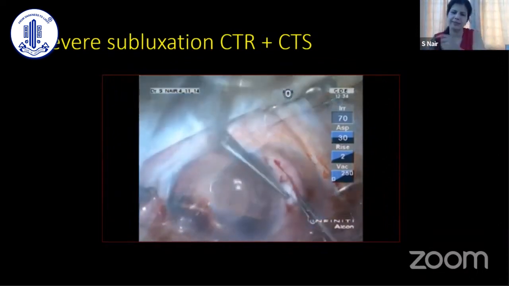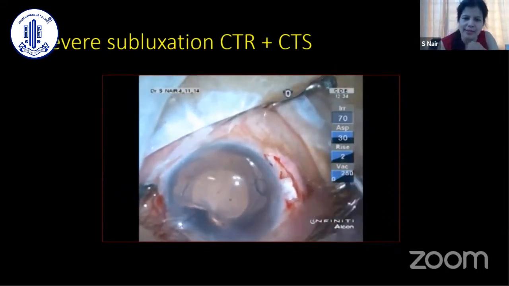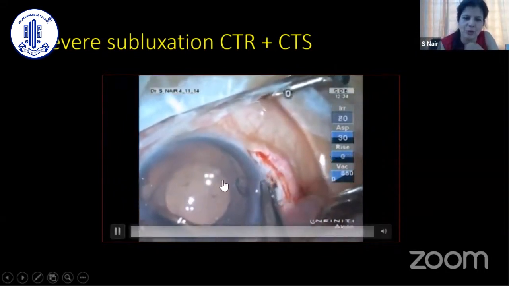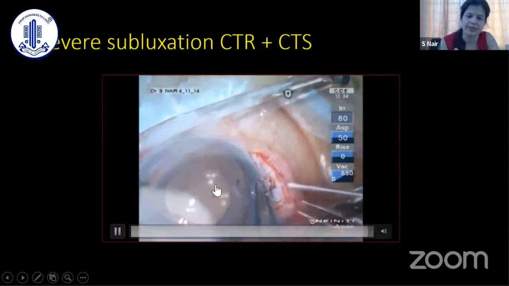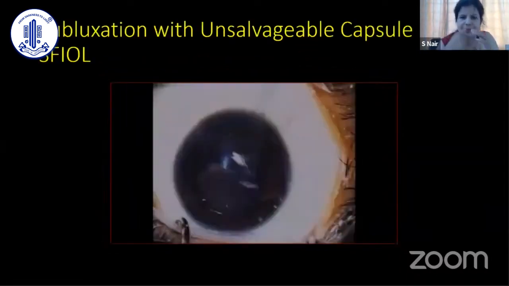You may tie the final suture of the CTS towards the end, once you make sure that the IOL is in the bag. And you can also align the optic in such a way that it's exactly centered if you tie the suture at the end.